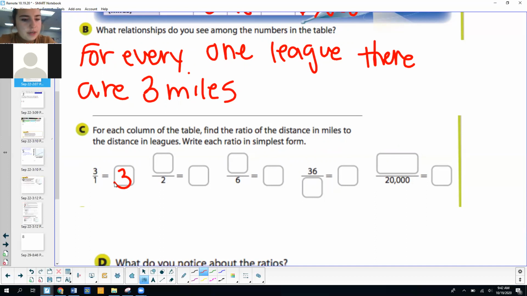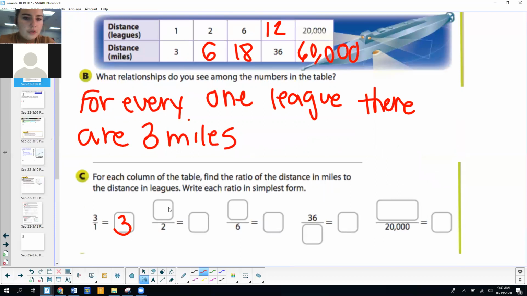This next part, what divided by 2? If we're following the same thing, we already filled out our table. So blank divided by 2, so 6 divided by 2 gives us 3. Blank divided by 6, so 18 divided by 6 also gives us 3. 36 divided by 12, because we talked about 12. So 36 divided by 12 equals 3. And then 20,000, so 60,000 divided by 20,000 gives us 3.